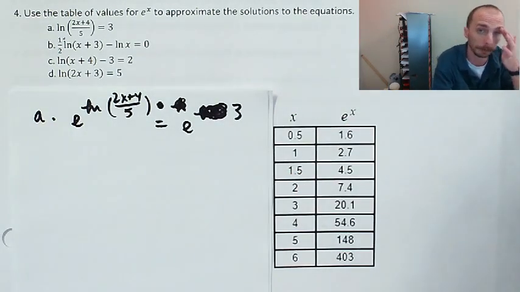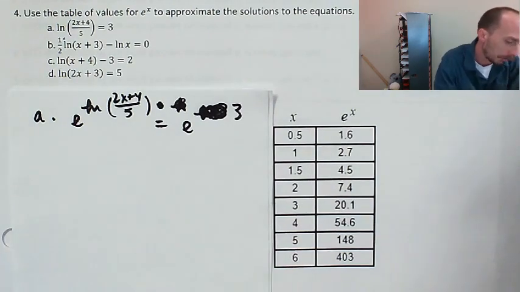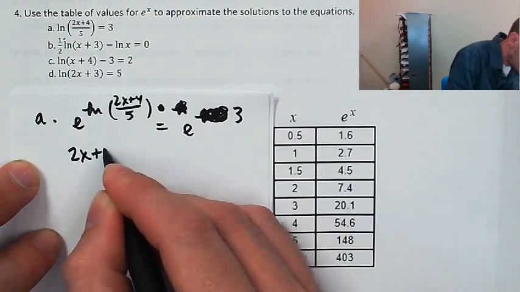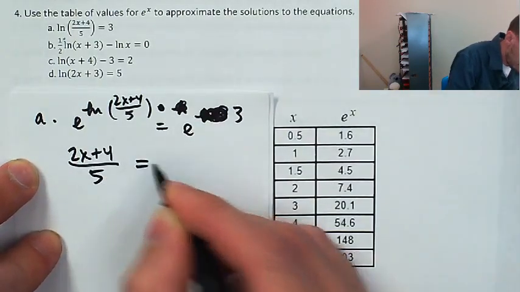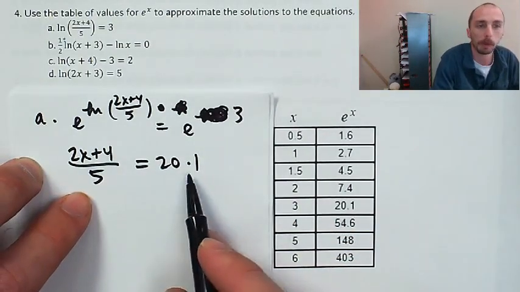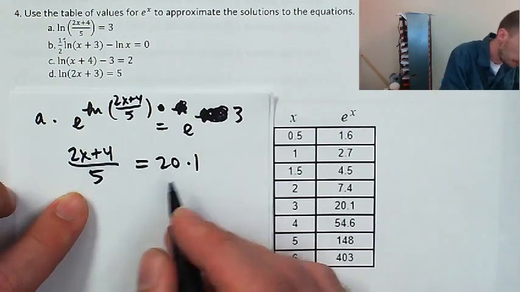I've solved too many exponential and log equations today, and they're starting to all diverge. Okay, so e to the 3, I looked that up from the table. That's 20.1. 2x plus 4 divided by 5 equals 20.1. Okay, so if I multiply 20.1 by 5, I'd have 20 times 5 is 100 plus 0.1 times 5. It would be 100.5.